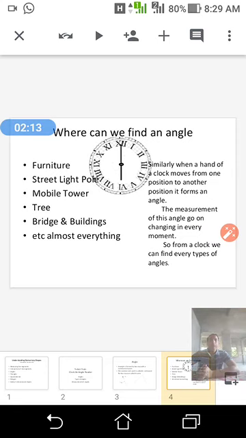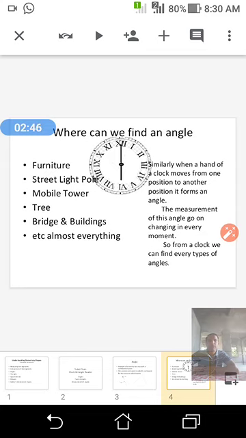So, where can we find an angle? We can find an angle in furniture, in a street light pole, in a mobile tower, among trees, through breeze and buildings, etc. Almost everything around us can remind us about an angle.